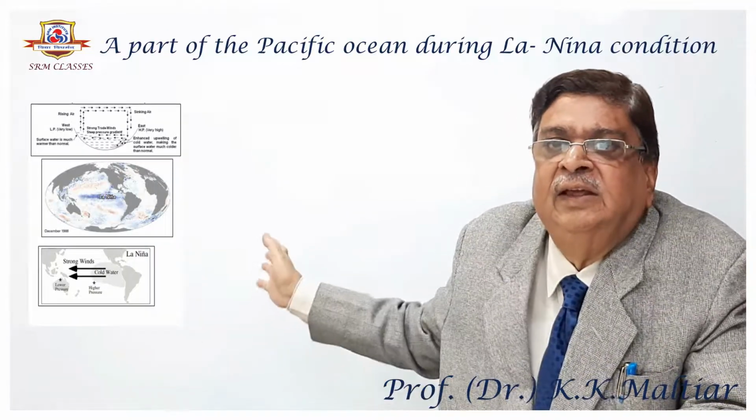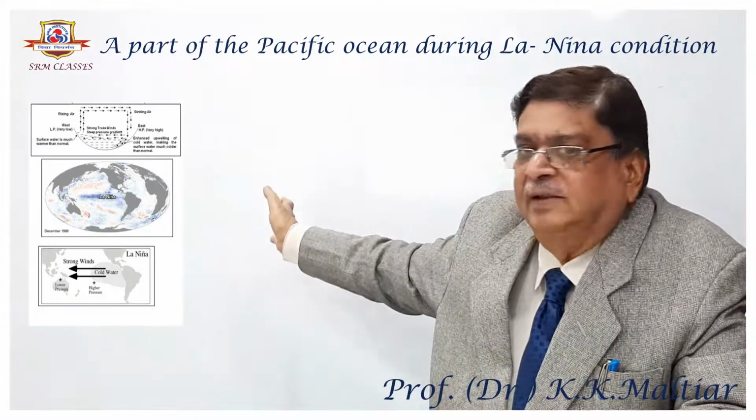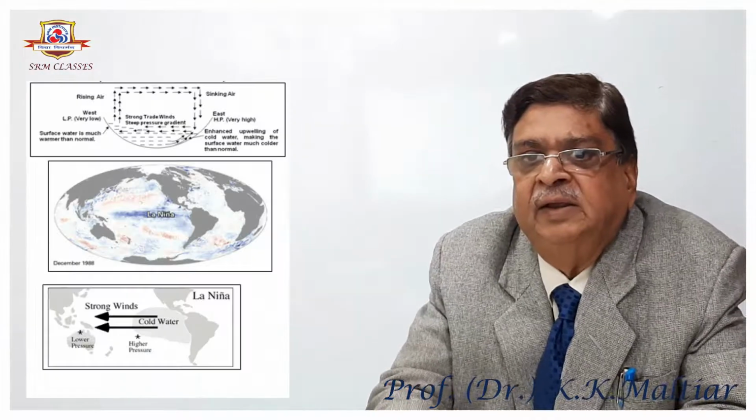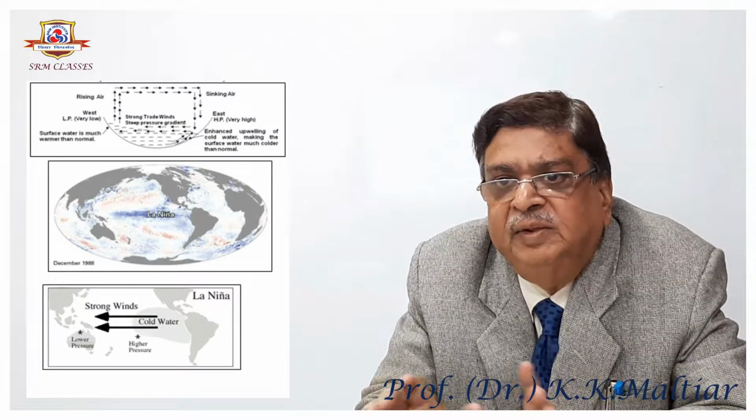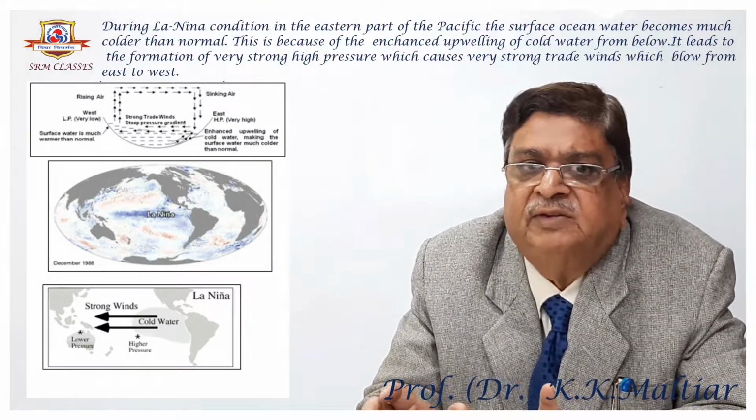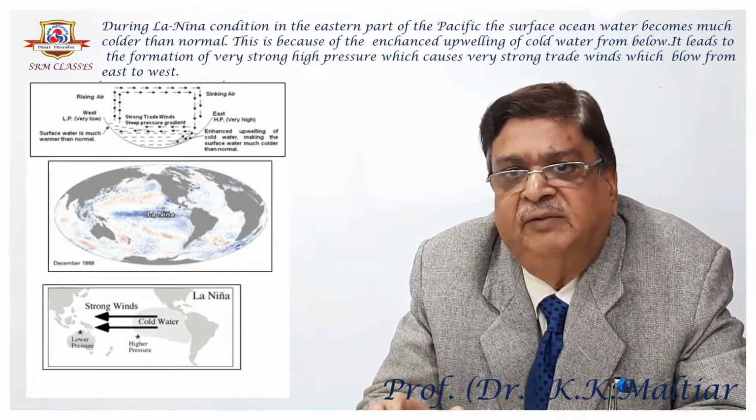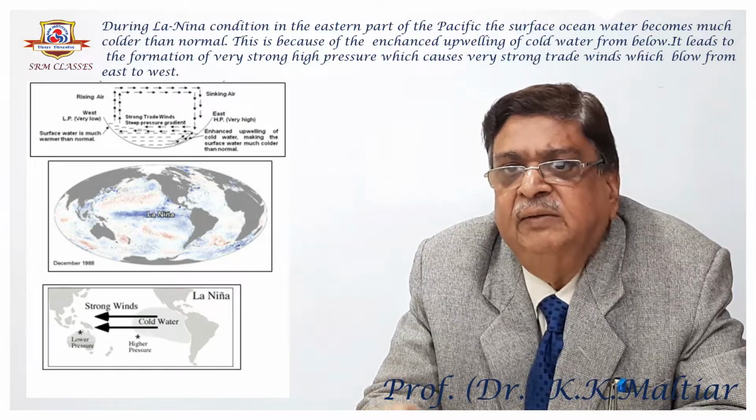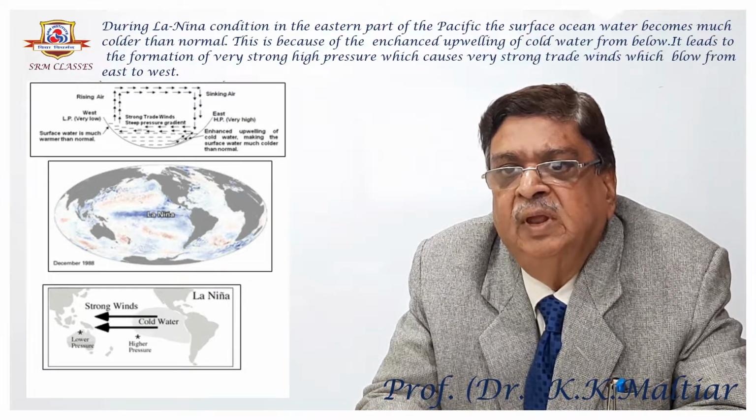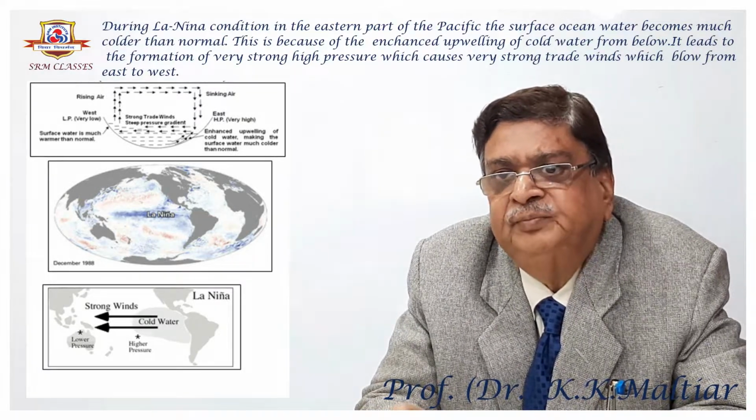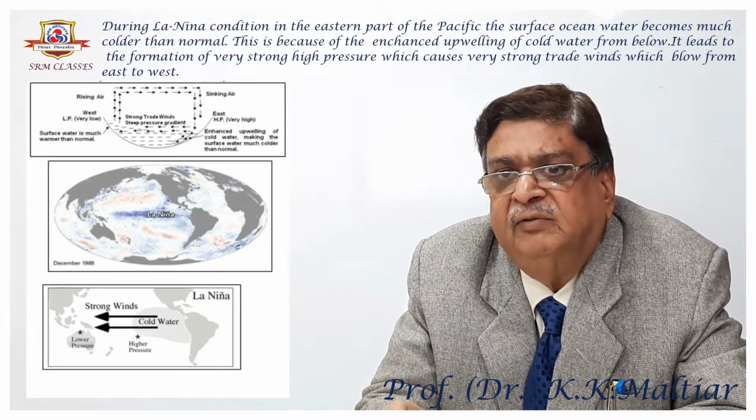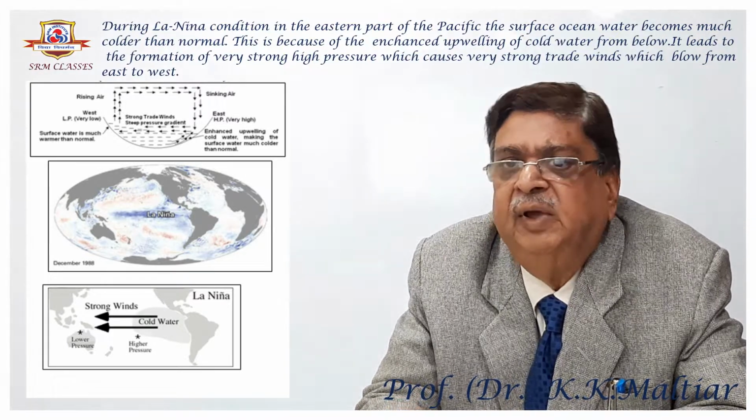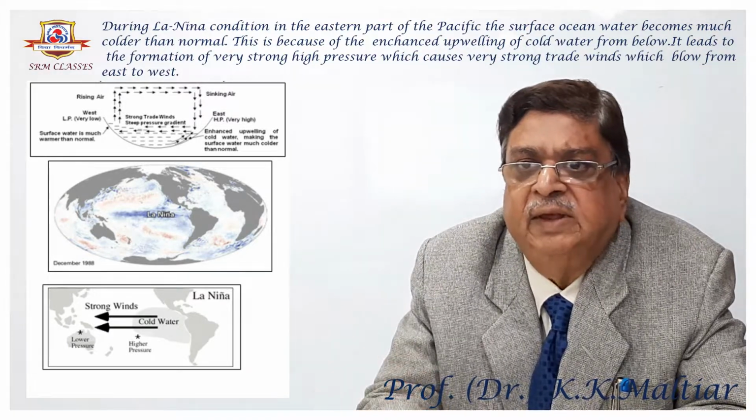Now you can see the La Nina condition in this diagram, and you see how there is very cold surface ocean water found to the west of South America in the Pacific Ocean. There is a strong wind, very strong wind. The trade winds blow over the Pacific region. You can see here.